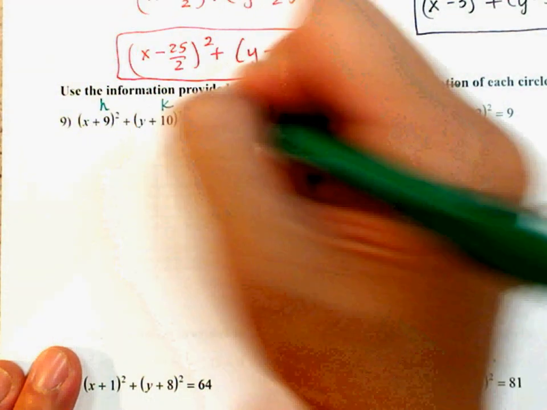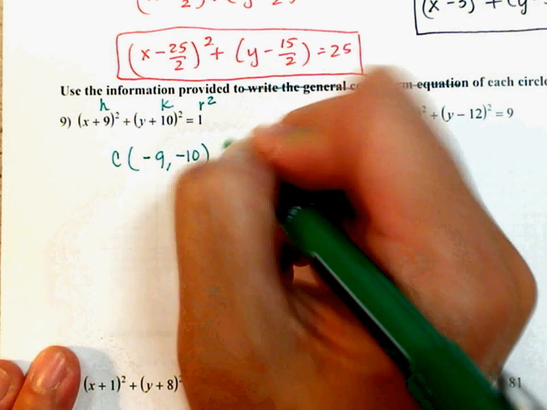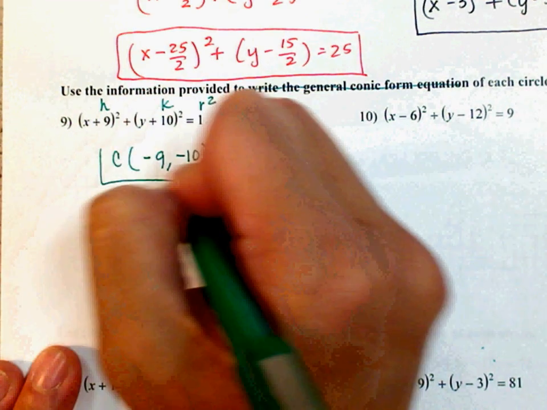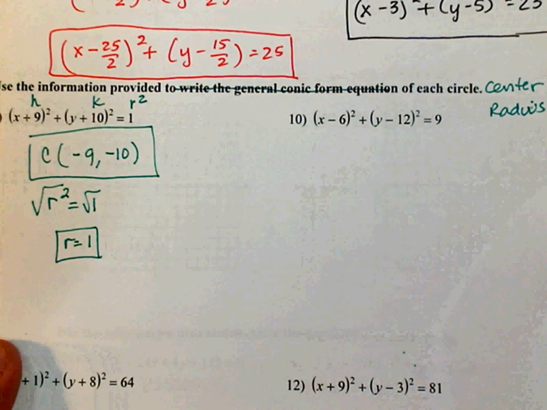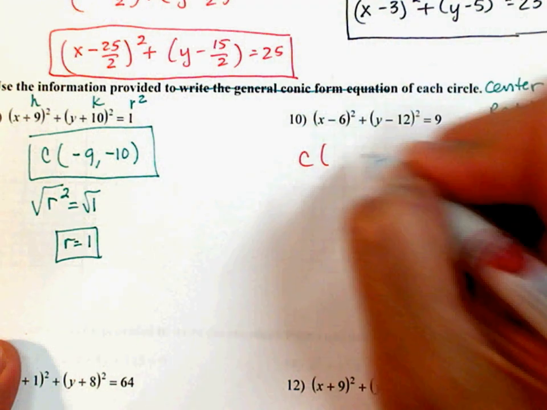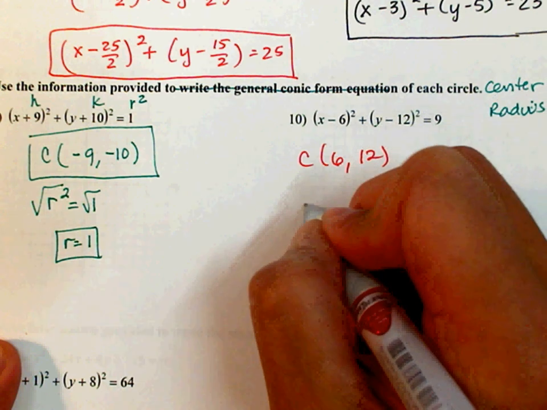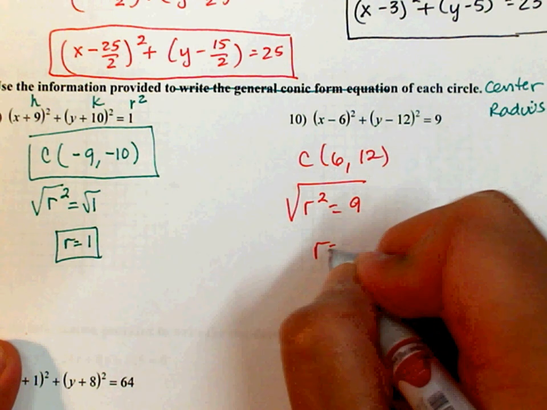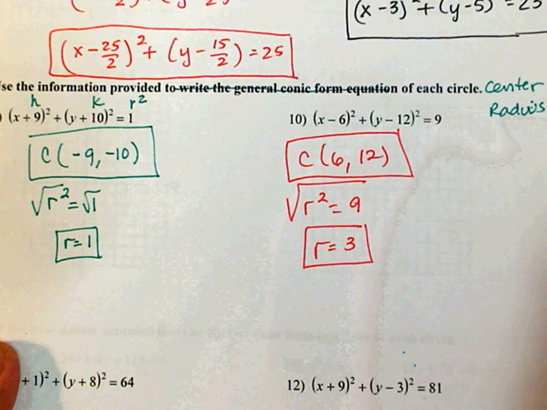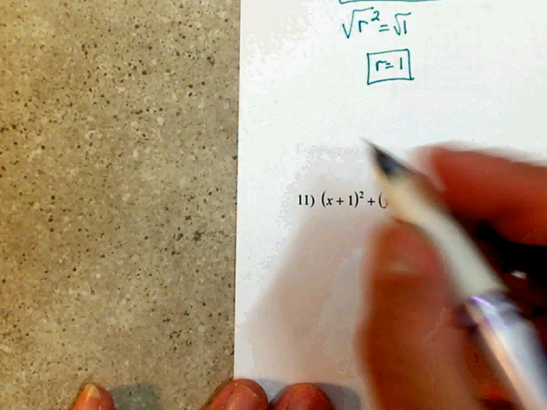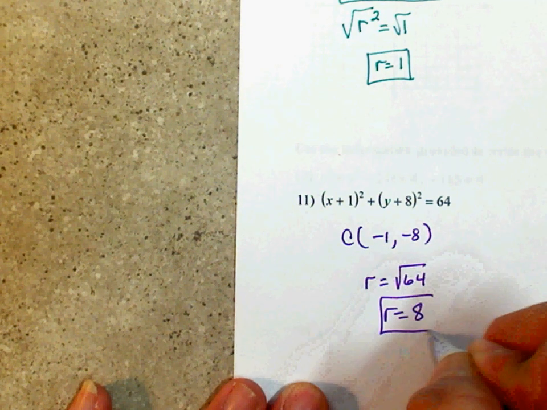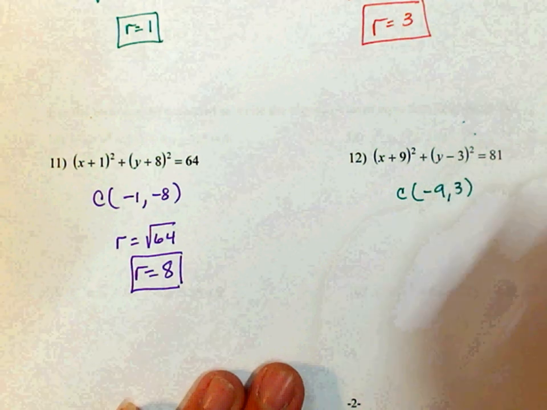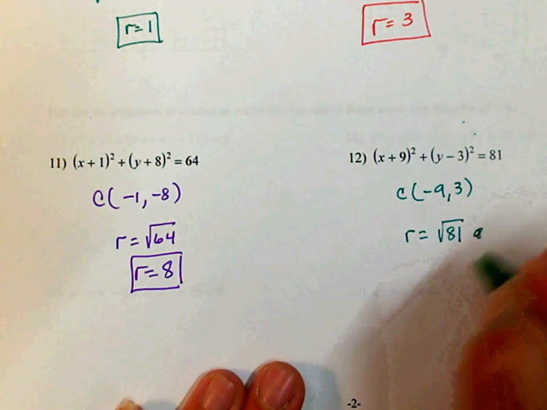So your center is -9, -10, and your radius, r squared, is equal to 1. So you take a square root, so r is equal to 1. There's your radius. Okay? Number 10, center, opposite of -6 is positive, opposite of -12 is positive. R squared is equal to 9, take a square root, so R is equal to 3, just like that, okay? Center is -1, -8. R is square root of 64, so R is equal to 8. All righty. Number 12, center is -9, positive 3. Radius is square root of 81, so R is equal to 9, just like that.